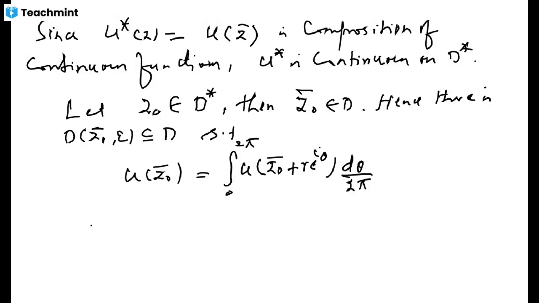Now see that this Z naught conjugate plus r e^{iθ} belongs to domain D. It's now in domain D, but if I write it in this way, how do I see it in this way?